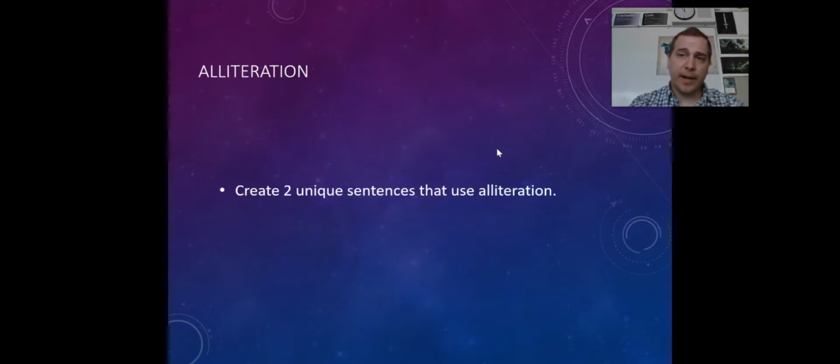What I'd recommend right now is pausing the video and seeing if you can create 2 unique sentences that use alliteration. Choose a sound that you want to start your sentences with, and then see if you can make 2 sentences of 5 words or more where they all use the same beginning sound. Now you notice I said sound, not letter. Once again, start trying to rely on your ears and not your eyes. Pause the video now to write those sentences. All right, moving on.